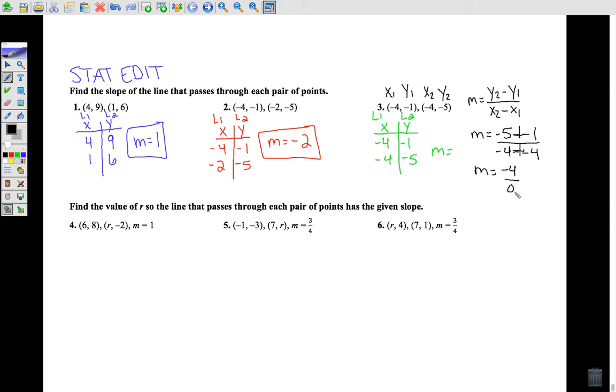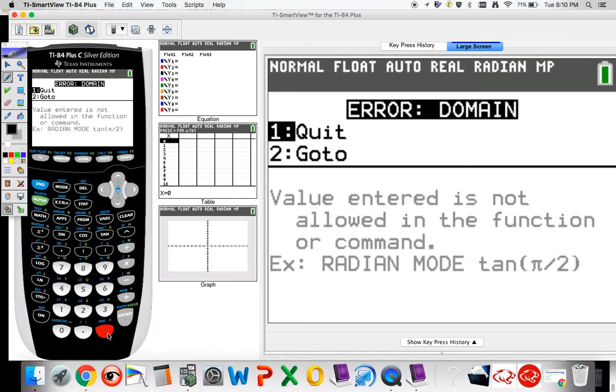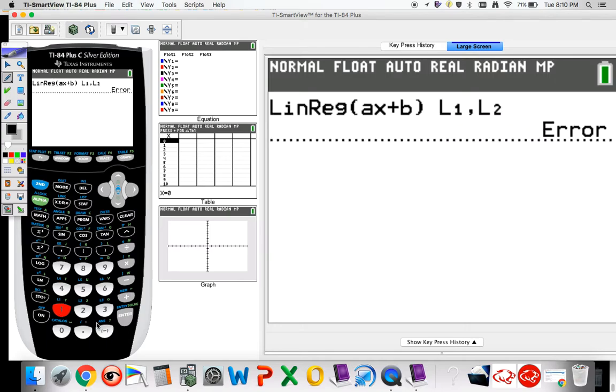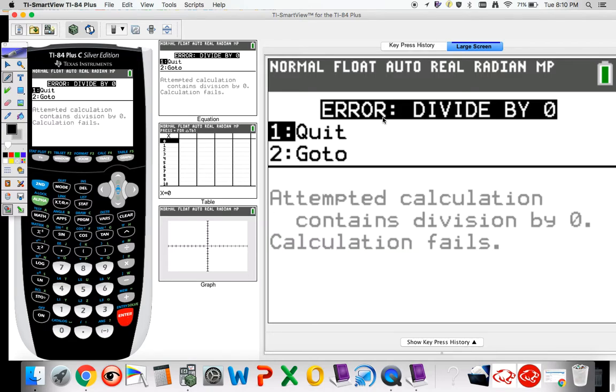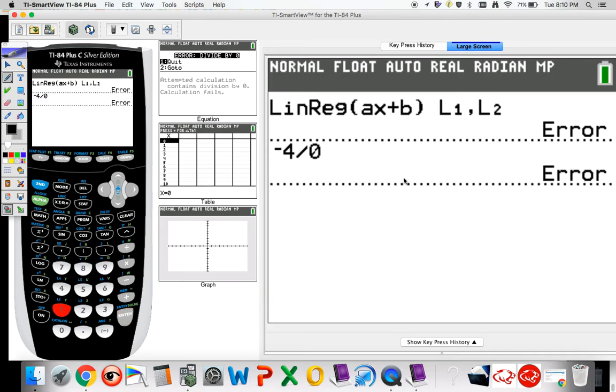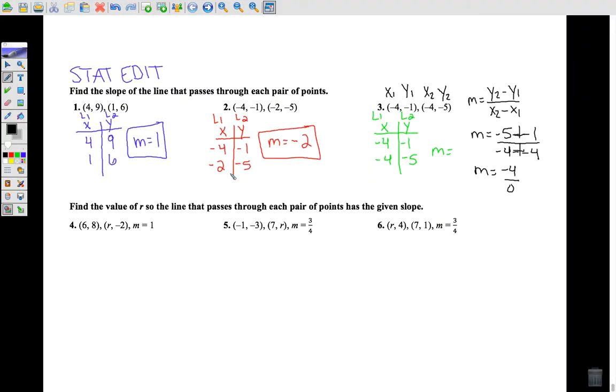And here's why you're getting the error. Because if you were to type this into your calculator, and we can do that right now, negative 4 divided by 0, nope, I gotta hit quit first. There we go. Negative 4 divided by 0. When I hit enter, we get the same error, and it's because you can't divide by 0. So for both of these, when you get an error like that, when you can't divide by 0, your slope, so my m, is going to equal undefined.